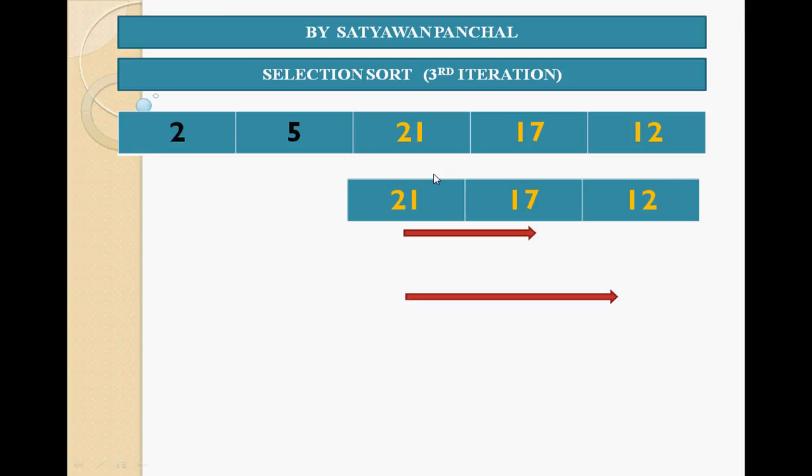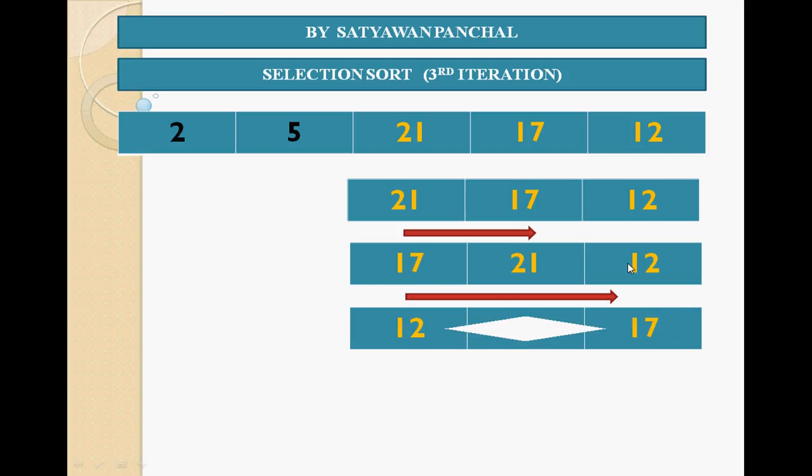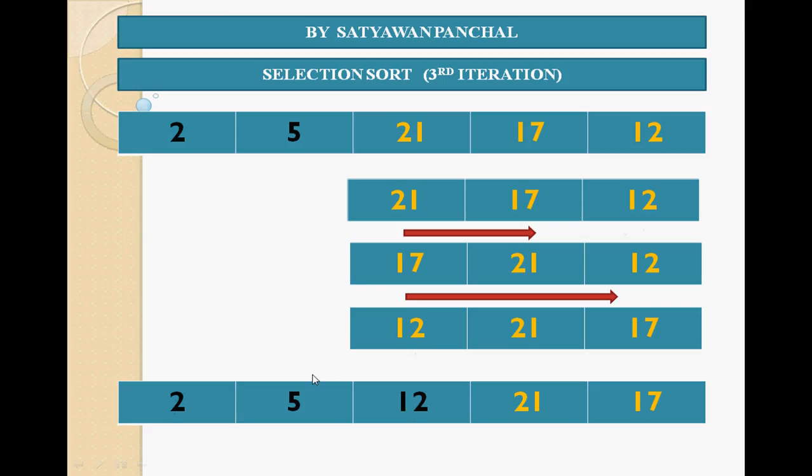21 will be compared with 17. If 17 is lesser, then it will come in front, and 17 is here. The elements are swapped, so 17 is here and 21 is here. Now 17 will be compared with the next, that is the last element. If the last one is smaller, that is 12 is smaller than 17, so the elements will be swapped, and 12 and 17 will swap their positions, and finally we have got 3 elements sorted.